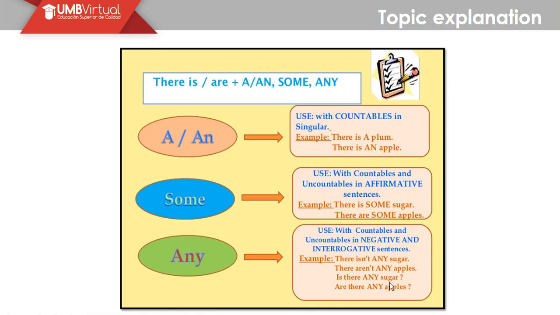Is there any sugar? Aquí en este caso ese any viene a tener un significado diferente dentro de la pregunta y como lo tenemos en forma positiva decimos hay algo de azúcar. Are there any apples? ¿Hay algunas manzanas? Yes, you can see the difference between them.